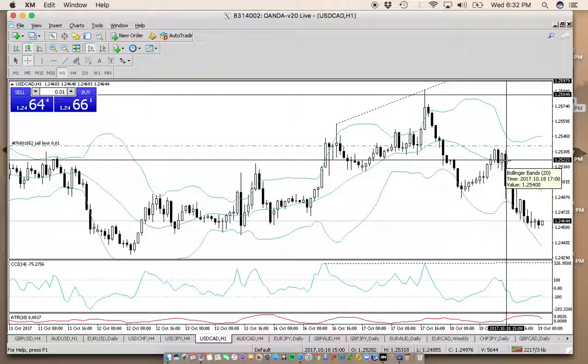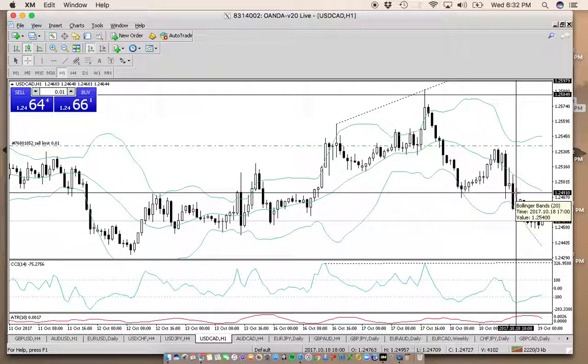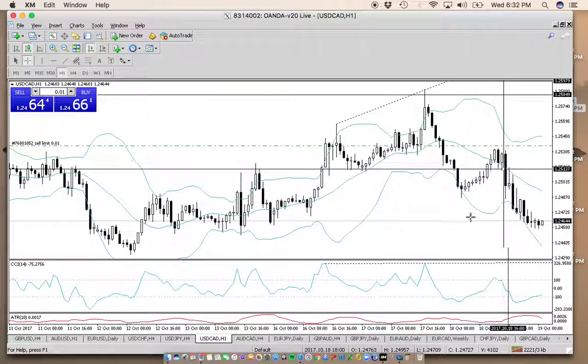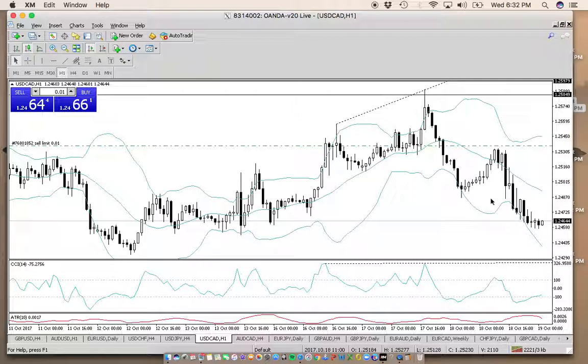So 25.22 minus 34, it's going to be like 24.80. That's going to take you somewhere right here. You see how it came down to here? So that's a 2-to-1 from right here.